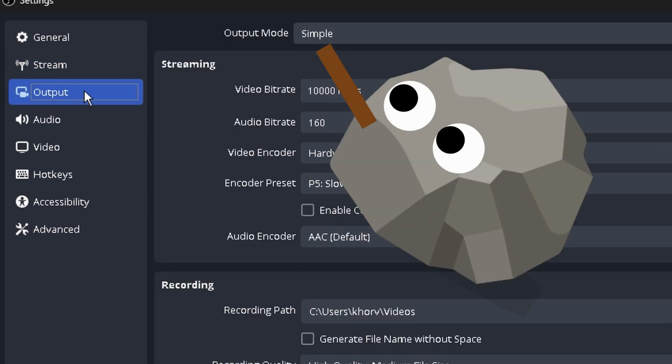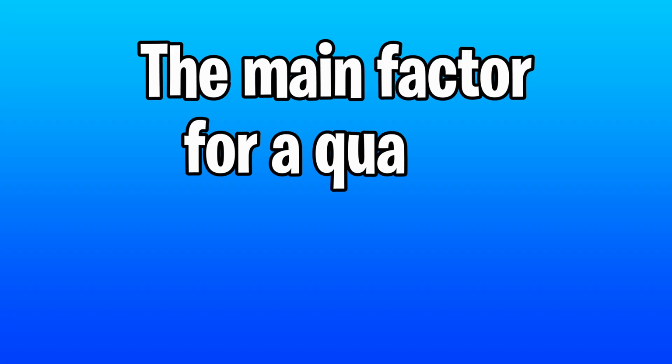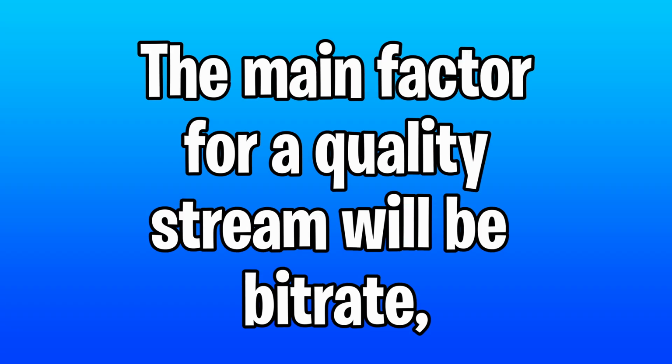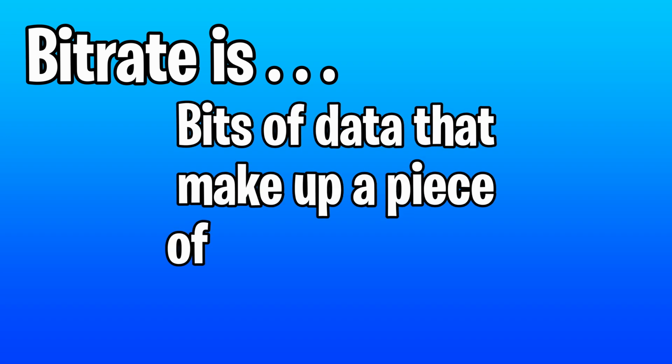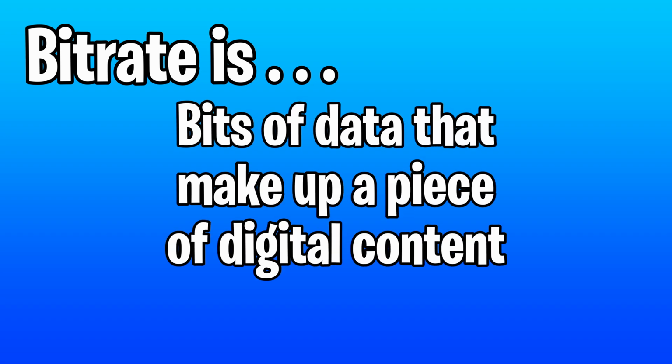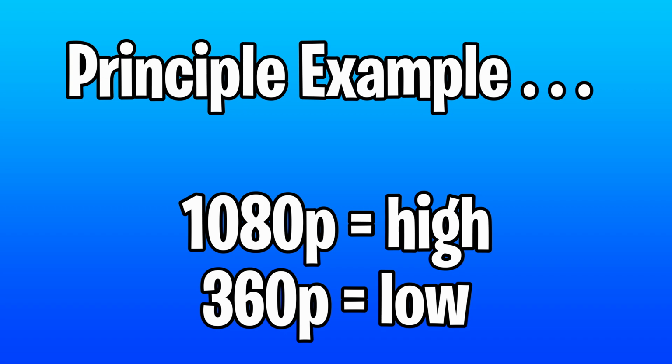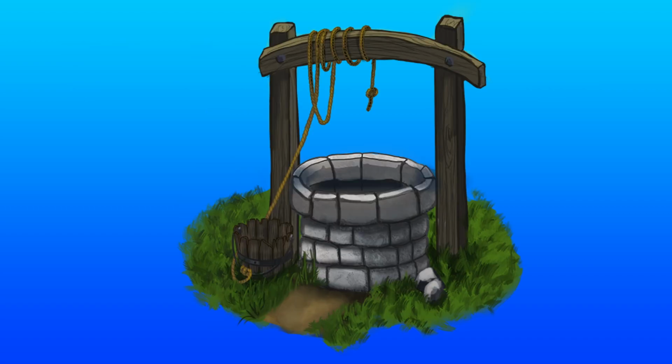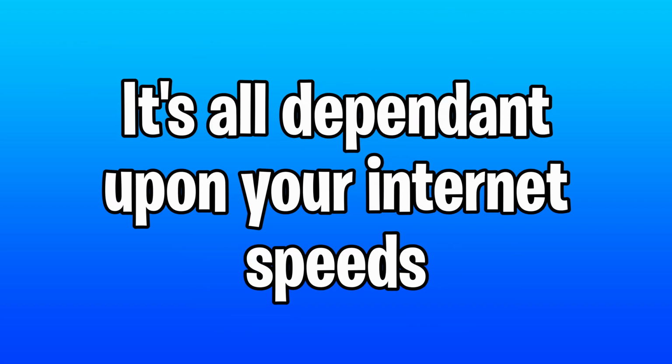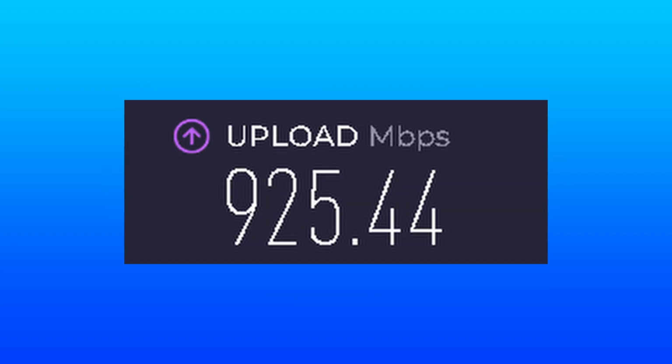Next, under output, we have the option of simple or advanced view, and for the purpose of this video, we'll stay with simple. The main determining factor for quality on YouTube will be bitrate, which, for those of you who don't know, is the bits of data that make up a piece of digital content, whether it's a photo or video. So higher will look better while lower will look worse. What are the trade-offs? Well, for starters, it's all dependent upon your available internet speeds, specifically your upload speeds.